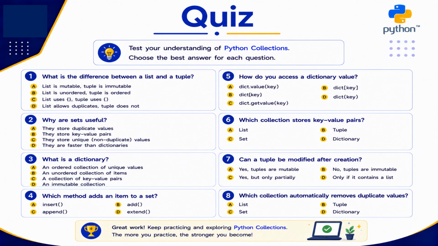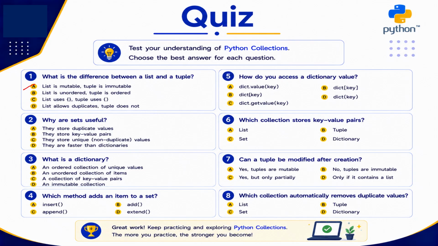I hope you have got the answer. So the correct option is answer A. Lists are mutable, which means they can be modified after creation, whereas tuples are immutable. They can't be further modified.